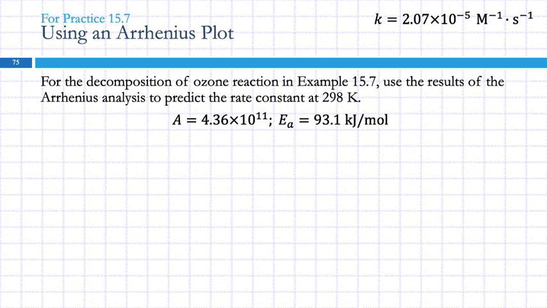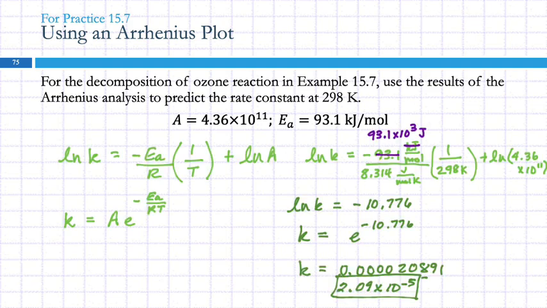Could you show the breakdown for these units in this example? So he's asking for the breakdown of the units here. So let's look at this. Joules cancel with joules, moles cancel with moles, kelvins cancel with kelvins. This term is unitless. When we take the natural log of something with units, then the units become really meaningless, right? So we think of this as not having any units.